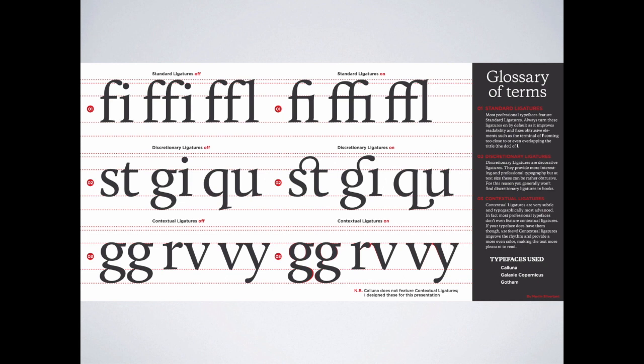F, F, L, the L joins into the top of the F. So these are all done on purpose by the typeface designer. The person who designs the fonts thinks about how these should come together. Notice also that the first F is a little bit shorter than the second F. So all of that is carefully considered.